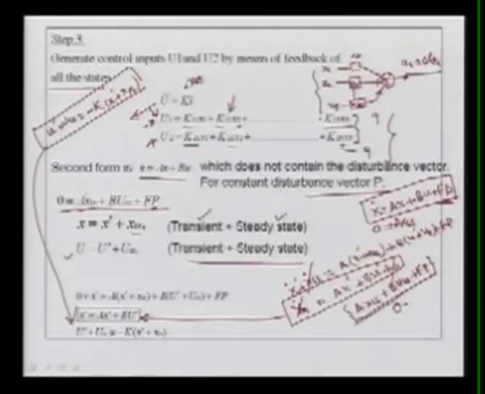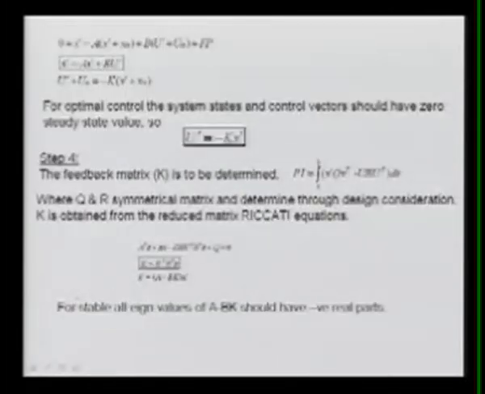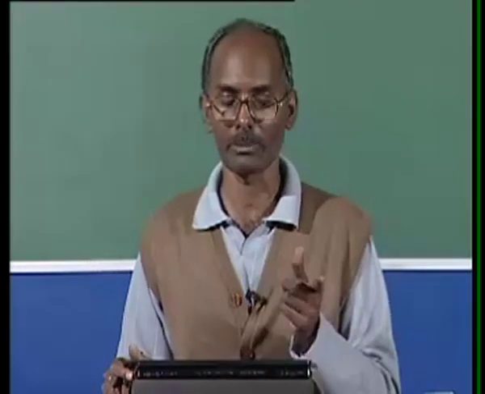And then, for the optimal control system, the state and control vectors should have 0 steady state values. We don't want the state to change here and there. So for the optimal control, the system state and the control vectors should have 0 steady state value. Then this is 0, this is 0, so I can write u prime is equal to minus K times x prime, where these are vectors. So the transient u will be equal to minus K times the transient x.